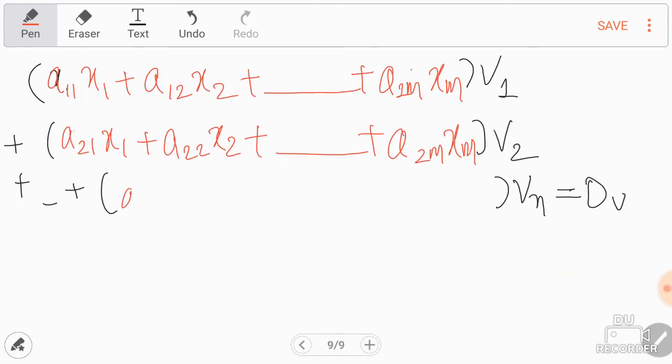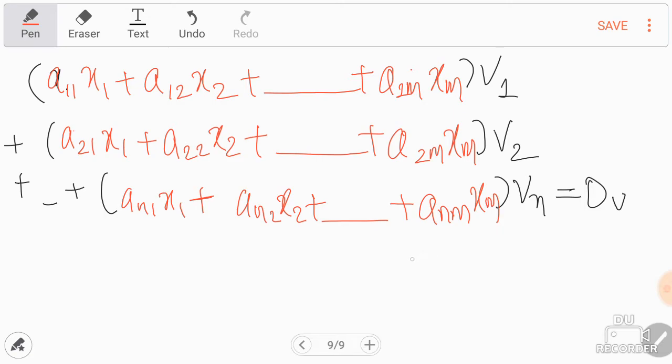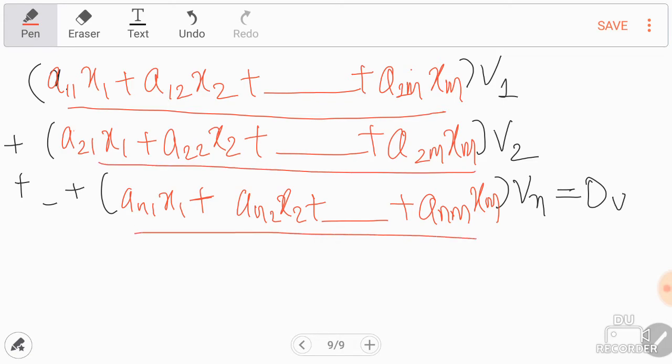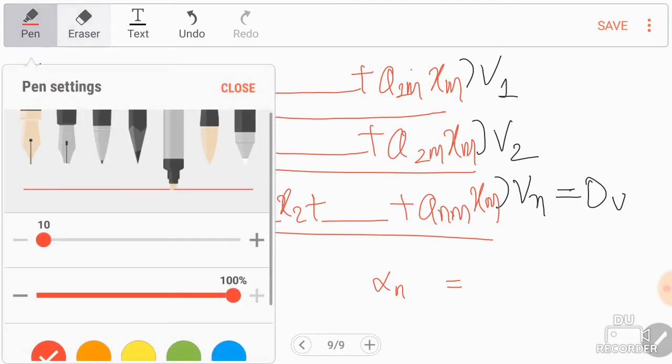So you have a_n1 x1 plus a_n2 x2 plus so on up to a_nm xm. So you have a linear combination. Recall that these are all scalars. The ones that I have put in red, they are all scalars. If you call the first scalar alpha 1, so you have something like alpha 1 into v1 plus alpha 2 into v2 plus so on up to alpha n into vn is equal to the 0 vector.